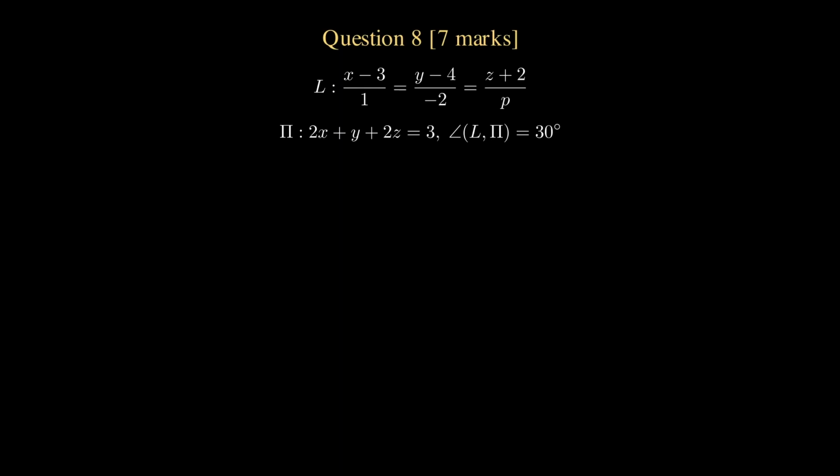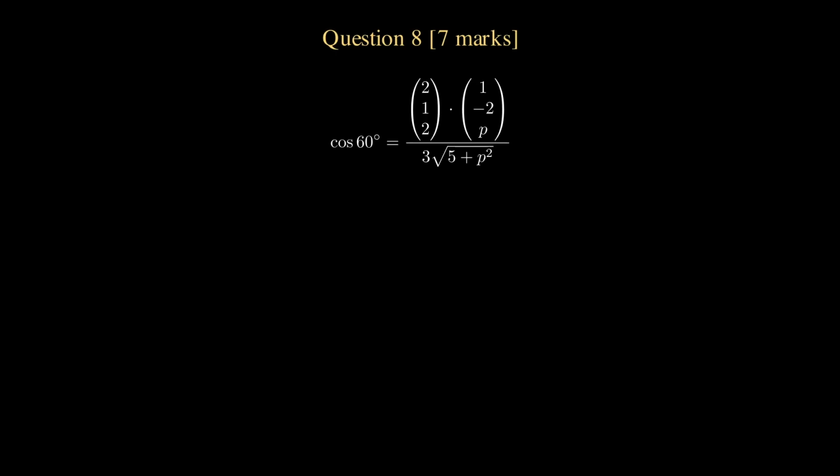A line L and a plane pi are given. The angle between them is 30 degrees. Find the possible values of p. The angle between the line and the normal to the plane is 60 degrees. Using the scalar product formula with the direction vectors.